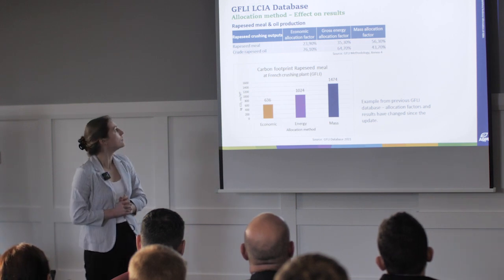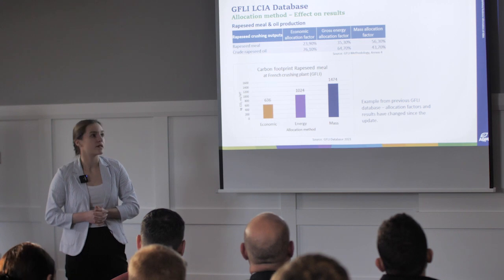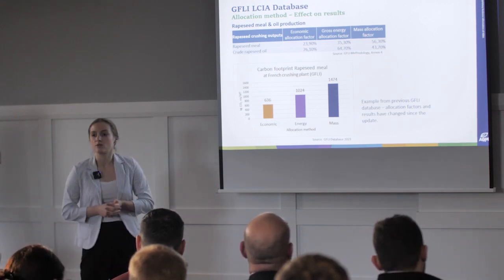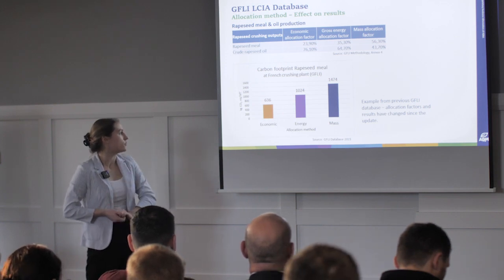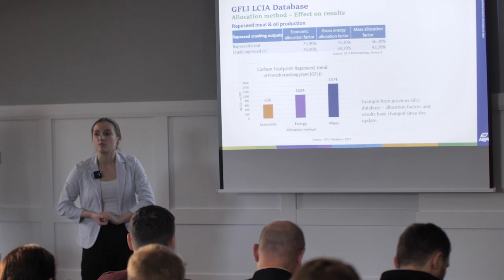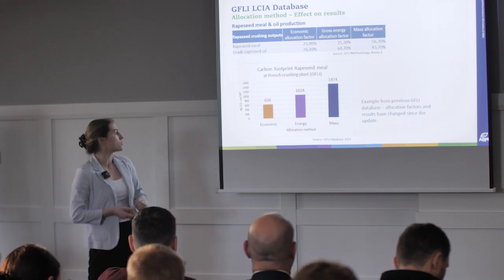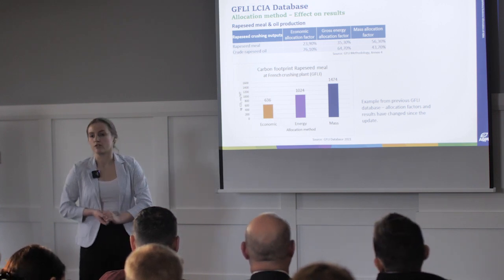Just to show the effect on results depending on your choice of allocation method. So here we have an example of the rapeseed meal again, where on the left side you see the results of rapeseed meal crushed in France using economic allocation, which is the orange bit. It's around 600 kilograms CO2 equivalent per metric ton.